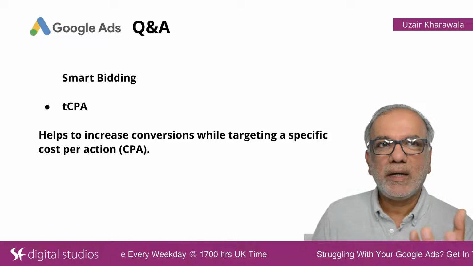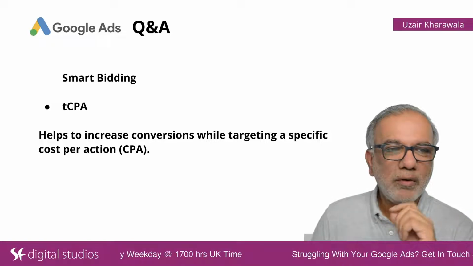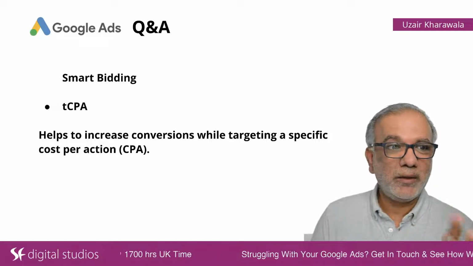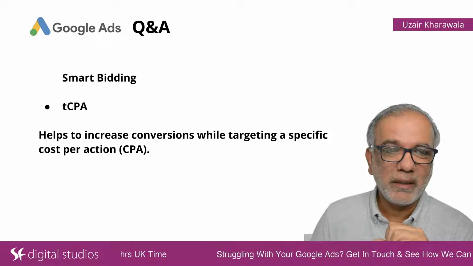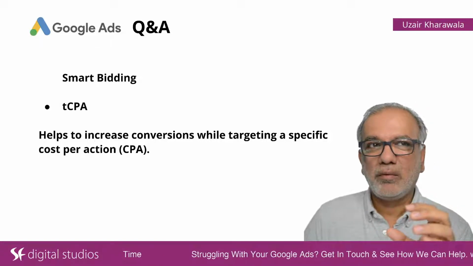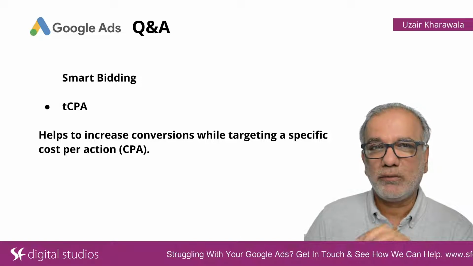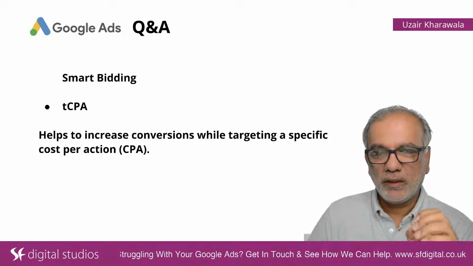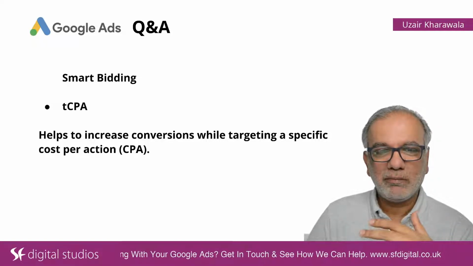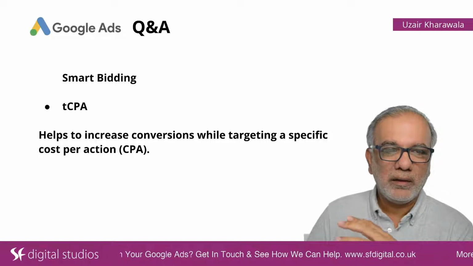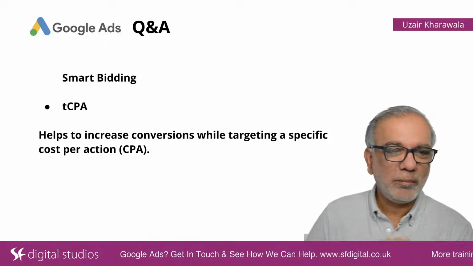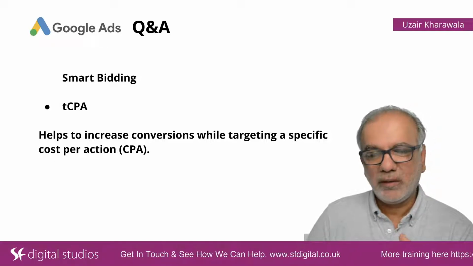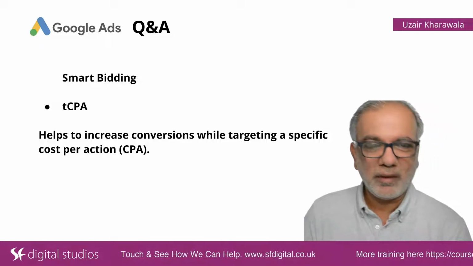I've set the bid at about £45, and Google machine learning, or the algorithms, or the target CPA bidding is getting me conversions at about 46, 47. So it's very close to my target CPA. So it does work, and it works wonderfully well because the heavy lifting is done by Google. Then you don't need to worry about keywords, bidding, bid adjustments, day parting, pretty much everything. You set it and you let it run.